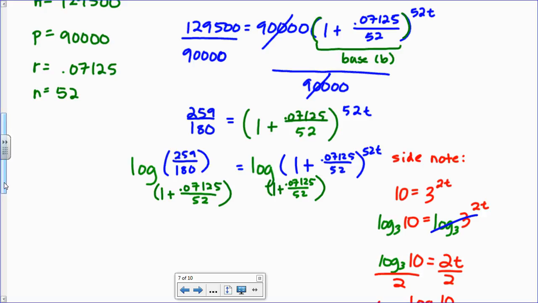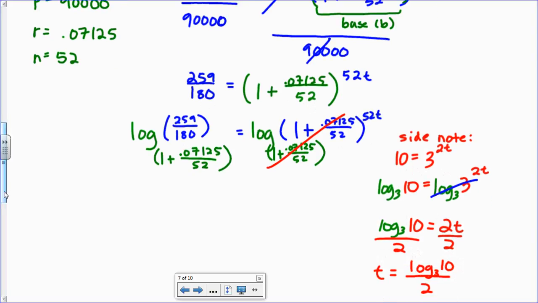So that was me doing the log of both sides. That's this step here, what we did for 3. Now, like I did over here, I can cancel log base b of b. And I can just have 52 on the right side now. So over here, I'll have log base b of 259 over 180 on the left.